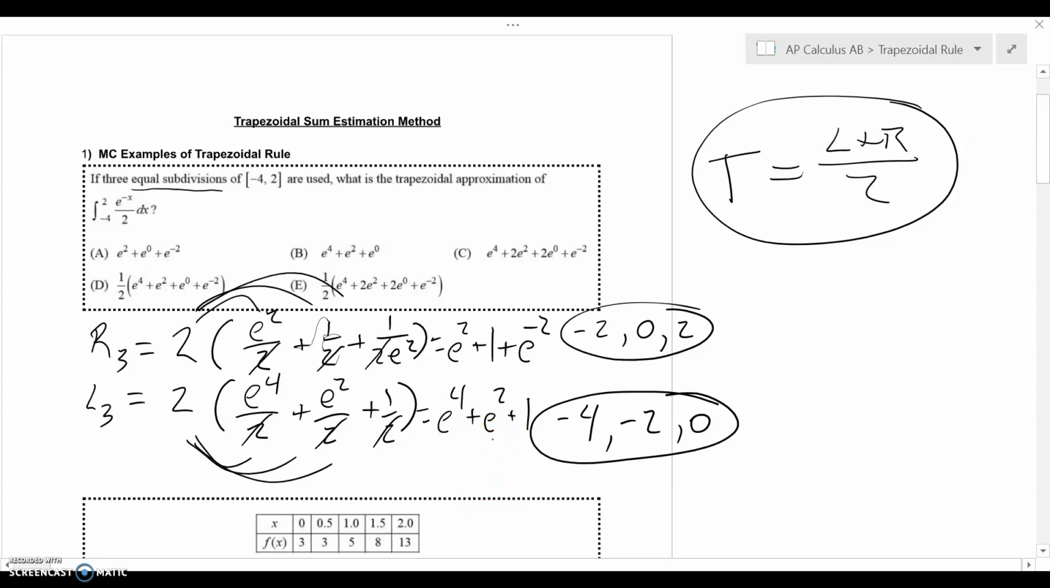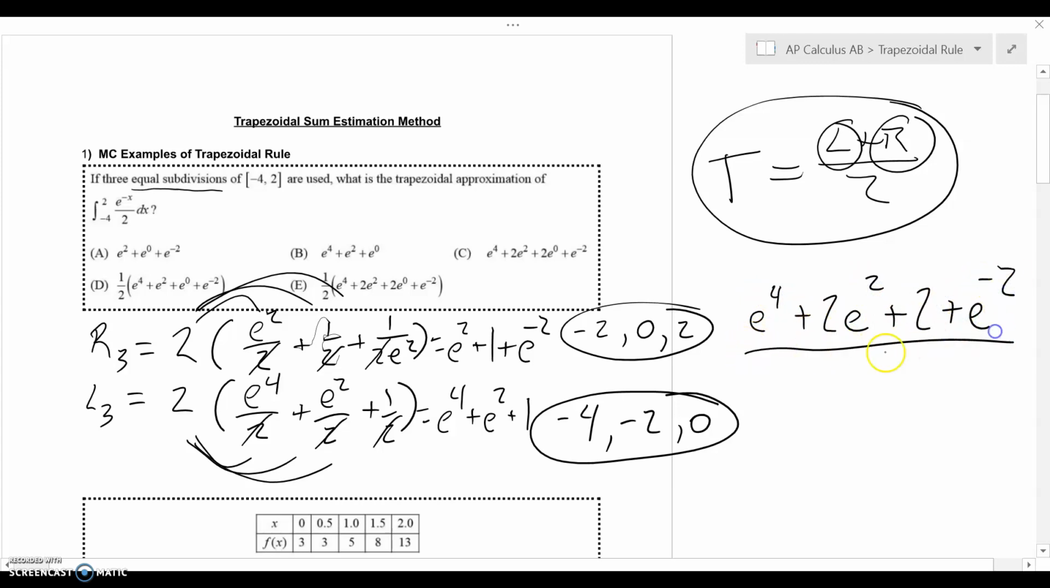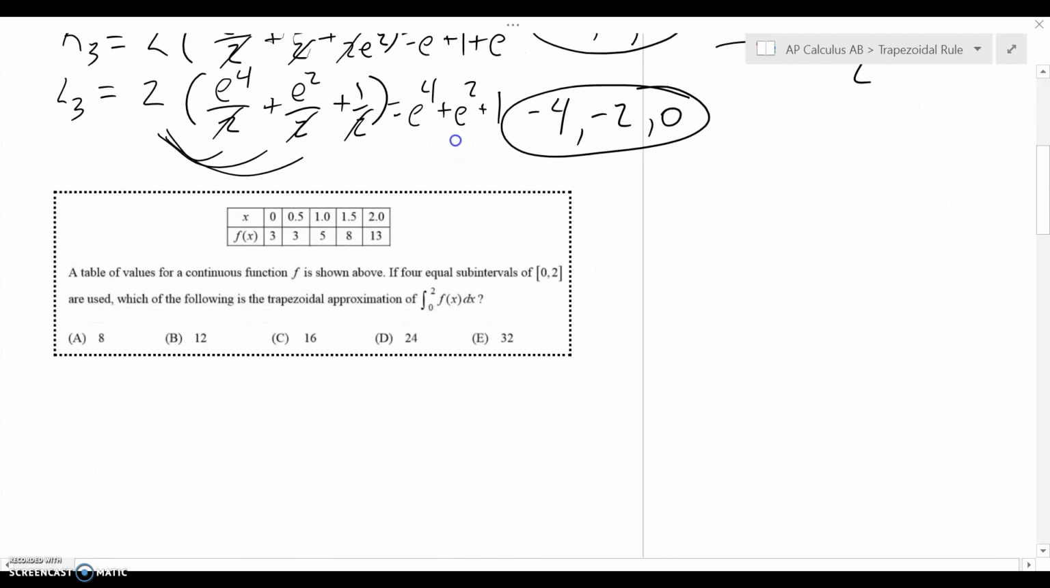And then if you add those 2 together, so we'll take our left edge and right edge and add them together, we would have e to the 4th. I have 2 e squareds, I have 2 1s, and I have a single e to the -2, and I'm going to divide that all by 2. And they express that by putting a 1/2 out front. You can see in options D and E, they have that half out front, and they're expressing 2e to the 0. They're actually leaving the e to the 0 on here. So we're looking at option E for that one. There's our 4 terms with our 2 being expressed as 2e to the 0. So that's one way the multiple choices have shown it over the years.